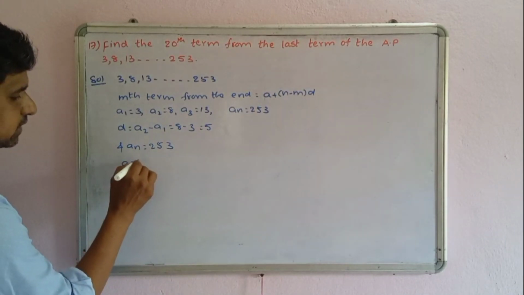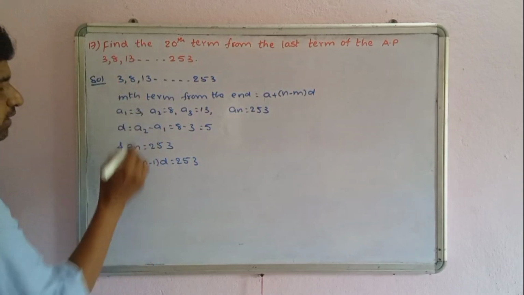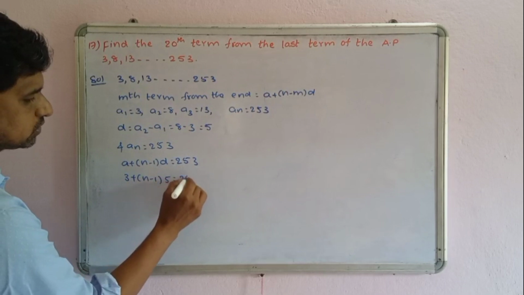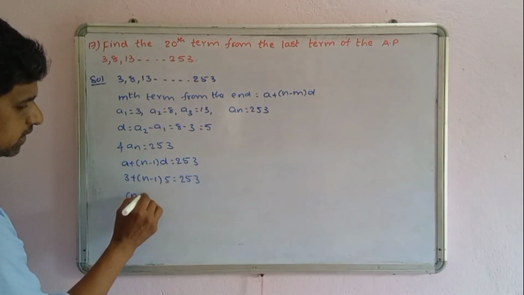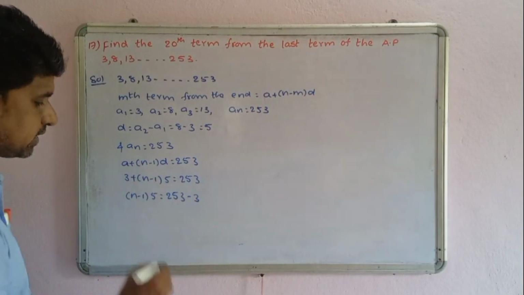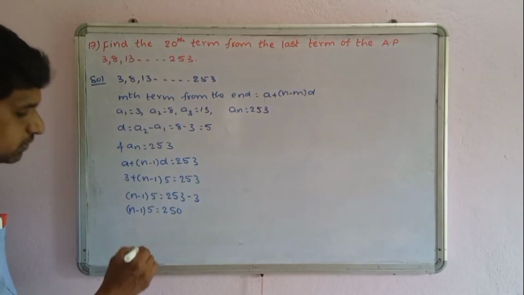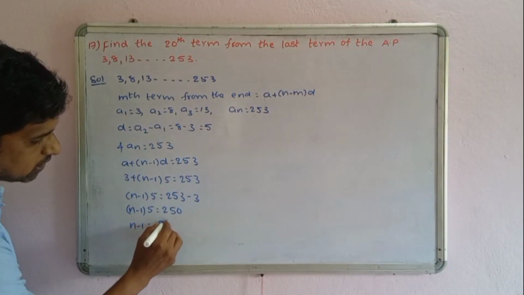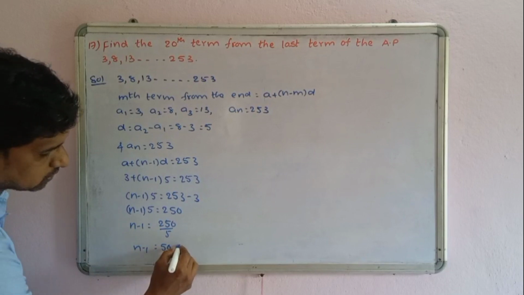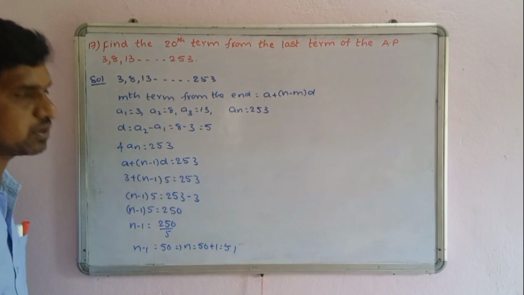What is the nth term formula in AP? So a plus n minus 1 into d equals to 253. So here a value 3 plus n minus 1 into d value 5 equals to 253. So n minus 1 into 5 equals to 253, 3 transpose right side minus 3. So n minus 1 into 5 equals to 250. So n minus 1 equals to 250 by 5, that is 50. So n equals to 50, minus 1 transpose right side plus 1. So 50 plus 1 is 51.